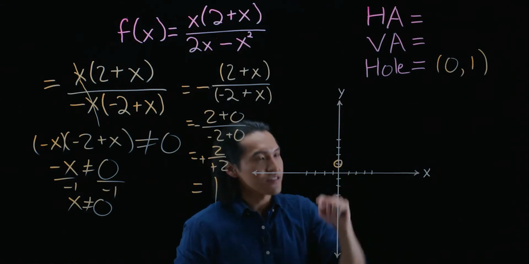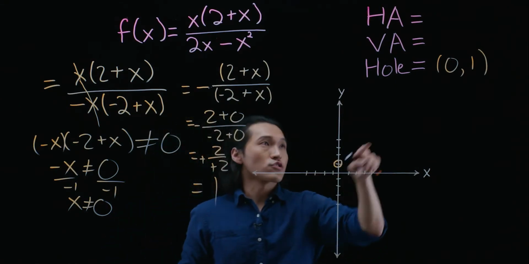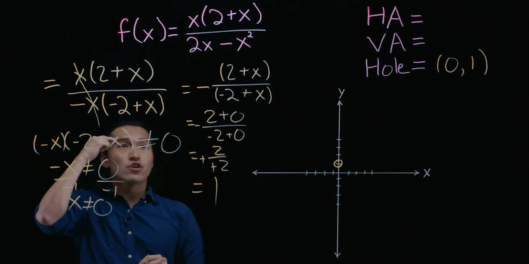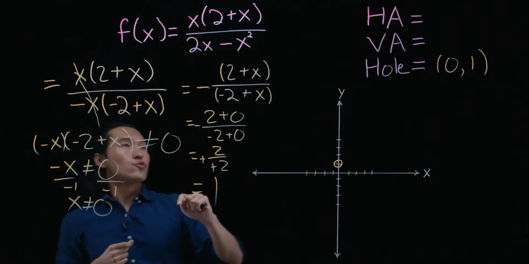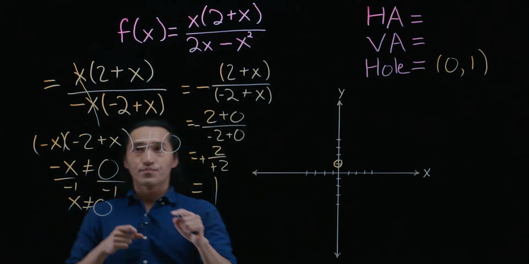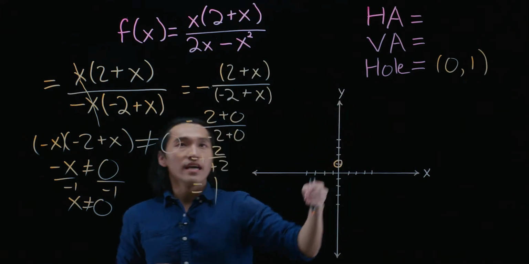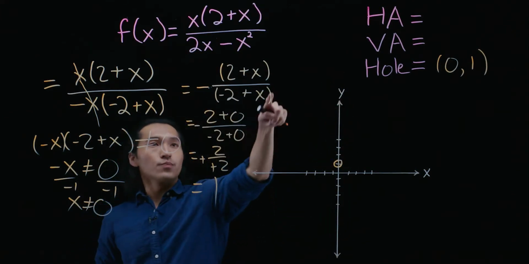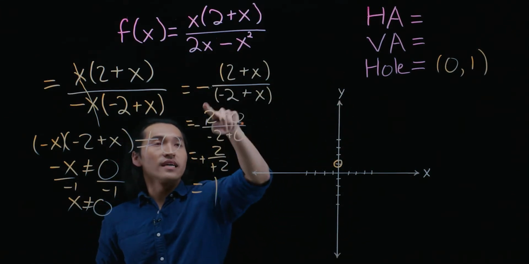Nothing is actually going to exist here, right? So we're just going to put an open circle to represent this idea of the whole. So now the next step is to look at the vertical asymptotes. The vertical asymptote is where this part of the fraction can't be equal to 0.